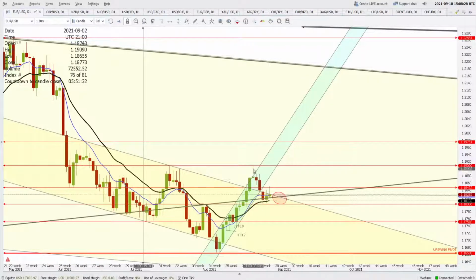Okay, after getting rejected from 1.1909, this means that the sellers are pushing the price down, but here the price is again getting support at around 1.1800. So now it is a battle being fought between 1.1900 and 1.1800. Whichever direction, buyers or sellers, wins this battle will decide the fate of euro against the US dollar.